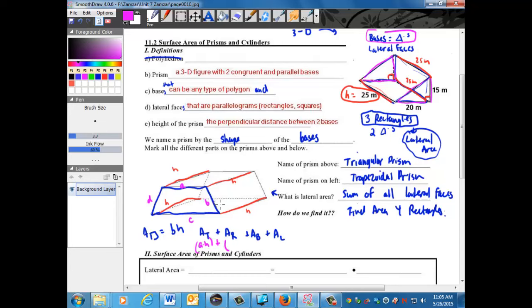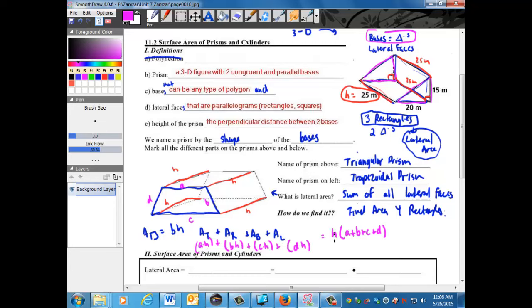Plus the area of the right rectangle will be B times H. Plus the area of the bottom rectangle, which is going to be C times H. And then the area of the left rectangle, which is going to be D times H. Now, as I look at what I have here, I see that they all share an H in common, H, H, and H. So I'm going to pull an H out, and then inside I have A plus B plus C plus D.